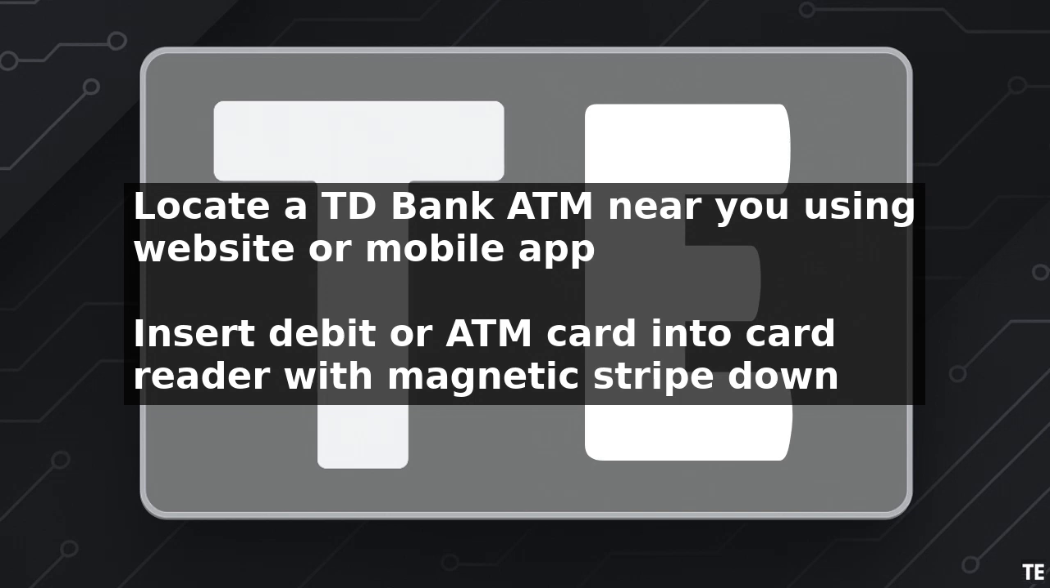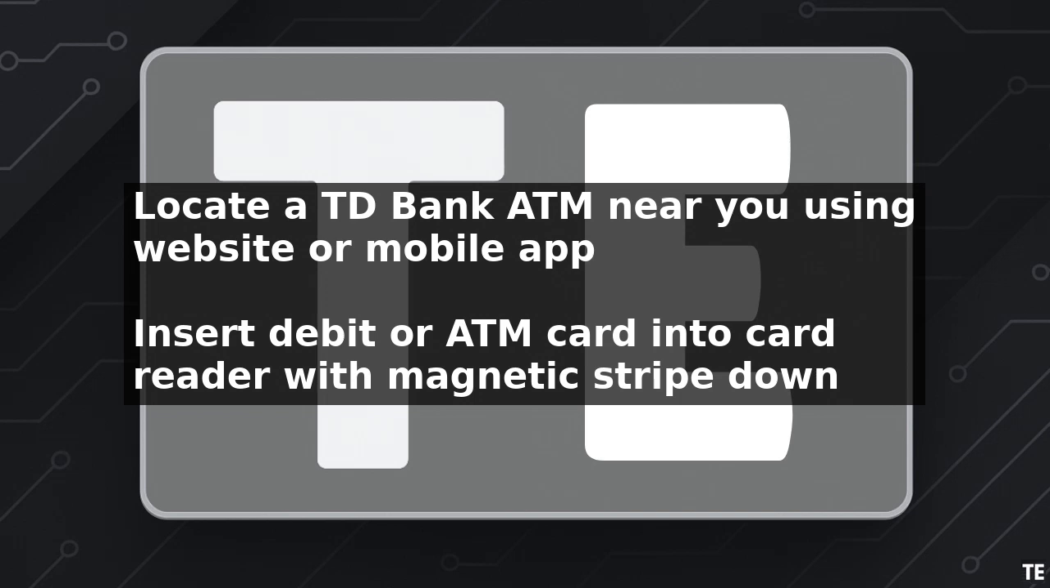First, locate a TD Bank ATM near you. You can use the TD Bank website or mobile app to find an ATM. Once you have found an ATM, insert your debit or ATM card into the card reader. Make sure to insert the card with the magnetic stripe facing down and the chip facing up.